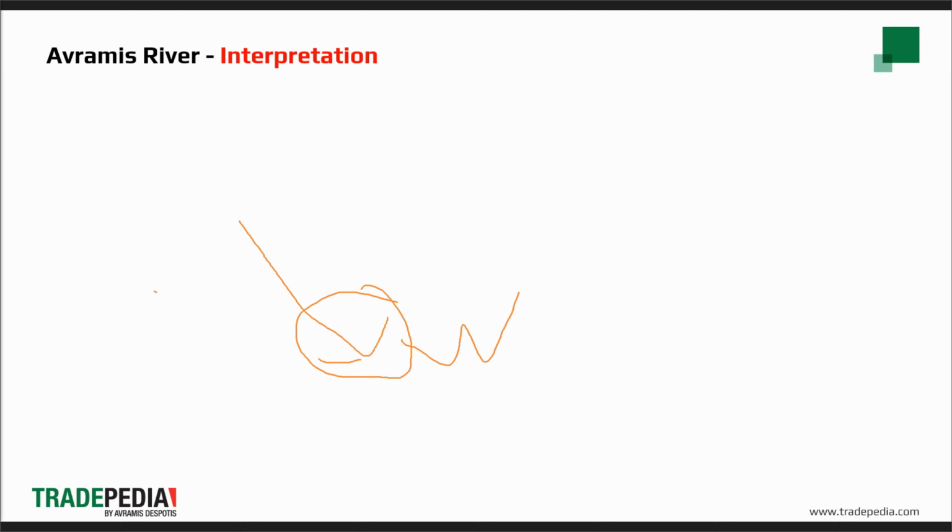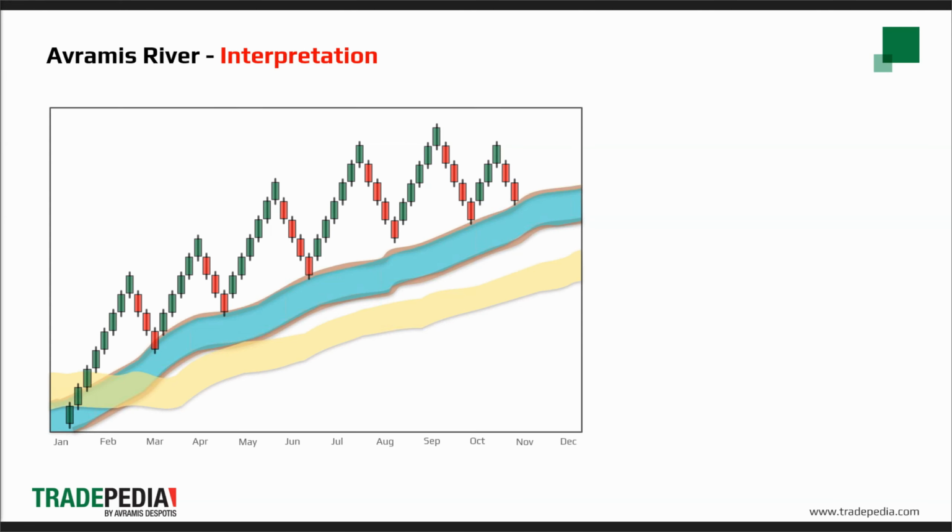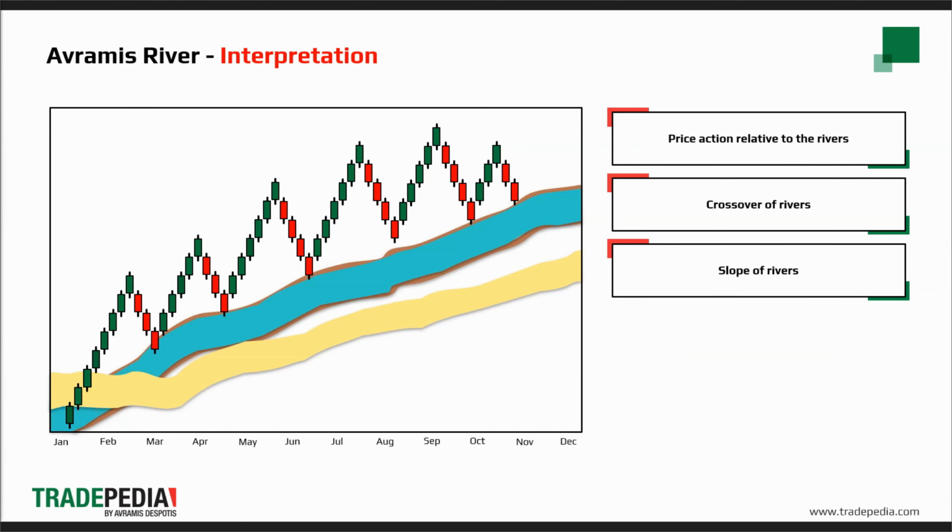Sorry, let me erase my drawing. How do you interpret this Avramis River? Price action relative to the river, and the crossover of the river. The crossover is a sign of reversal. Later I'll explain more. The slope of the river shows how good the price action is in an uptrend, and the distance between the rivers too. All these I'll explain later, how to use it exactly and stuff like that.